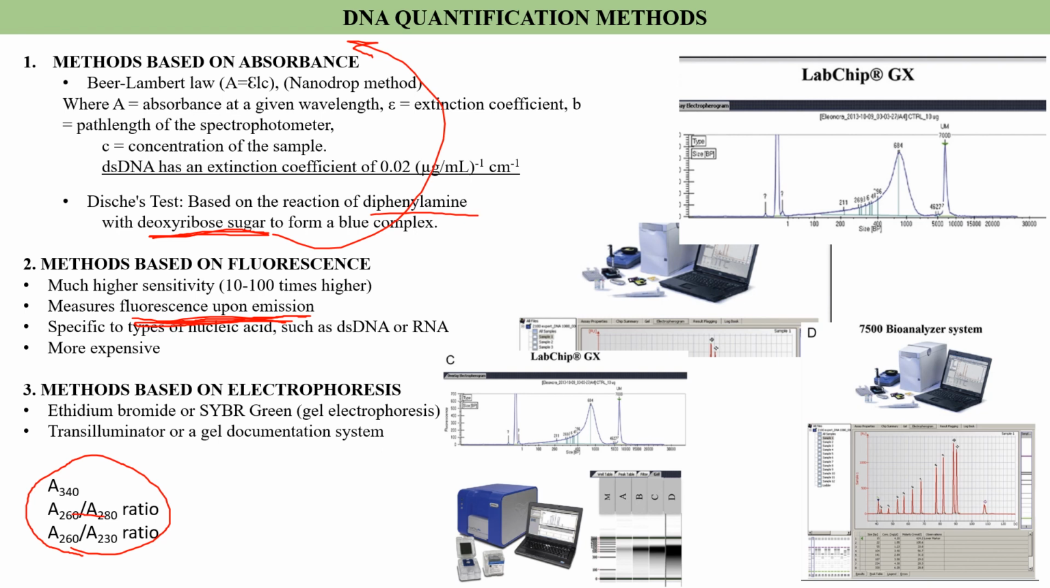is the secondary measure of purity for DNA or RNA. And there are other methods based on electrophoresis. You might have heard about gel electrophoresis.